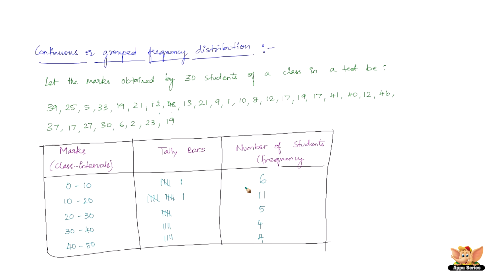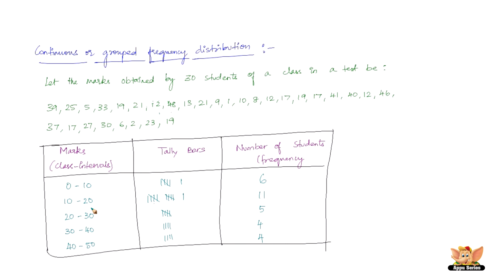Now let me deconstruct the whole table of continuous or the grouped frequency distribution for you. Now these groups, the 0 to 10, 10 to 20, are called classes. The class 0 to 10 means the marks obtained between 0 and 10, including 0 and excluding 10. This is the most important point here. It is excluding 10. The number of observations falling in a particular class is called the frequency of that class, or class frequency. Thus, the class 0 to 10 has a frequency of 6, and the class 10 to 20 has 11 as class frequency.